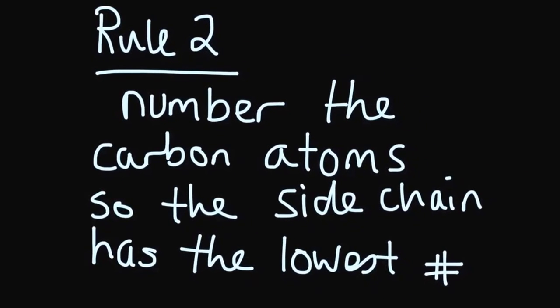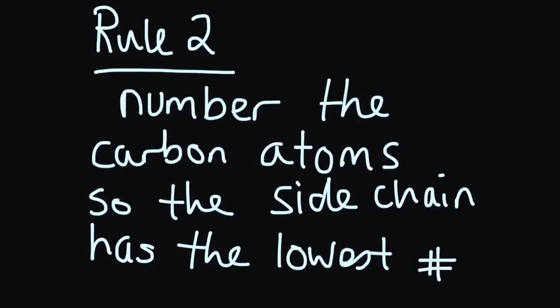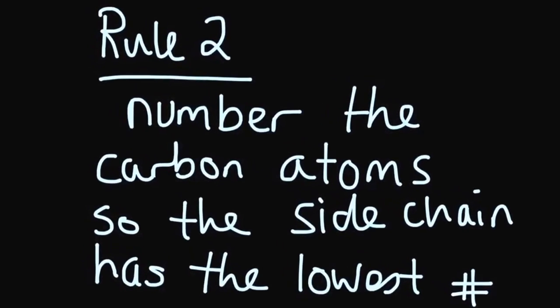Rule 2. Number the carbon atoms so the side chain has the lowest number. The side chain is anything that's coming off the main chain. We can also call it a substituent group. A substitute is when we replace something with something else. So here a hydrogen has been taken off the chain and replaced with another group.